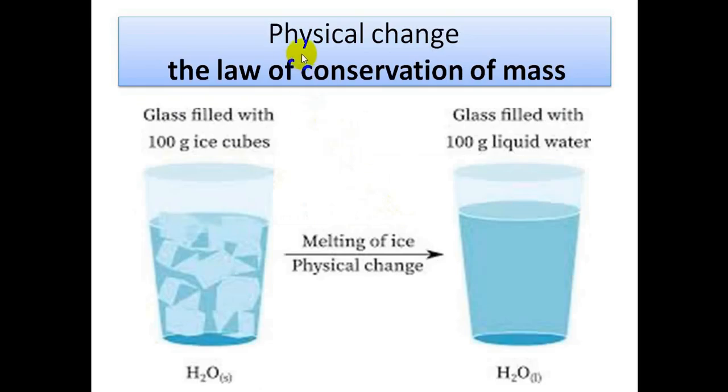Here, in this physical change, we have the glass filled with 100-gram ice cubes. What happens after melting? Melting of ice, as we know, is a change of state, so this is a physical change. It changes to liquid water. And here also the glass is filled with 100-gram liquid water. So in this case, did the mass change? What do you think? The answer is no, because here we have 100 gram of water, and after the physical change, we still have 100 gram of water. So in this case, the mass doesn't change.